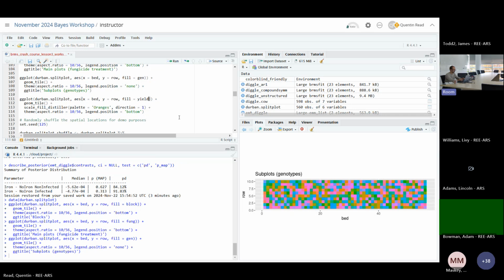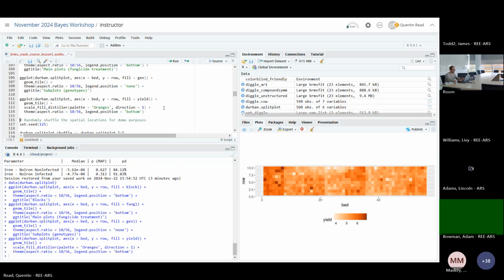So let's fill in by yield as well. And we specify an orange color palette. So the darker the color, the higher the yield in this map. Okay, so you can see there's like a treatment effect, right? Because you can sort of eyeball where the fungicide, like this block, got one fungicide treatment for this main plot. It just looks different. You can see the line where the yield drops off in between. You can kind of vaguely see that there's some difference between the blocks that are getting different fungicide.